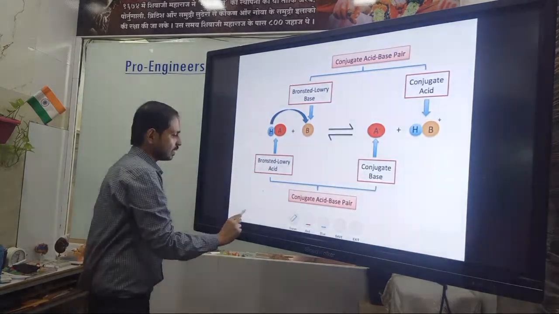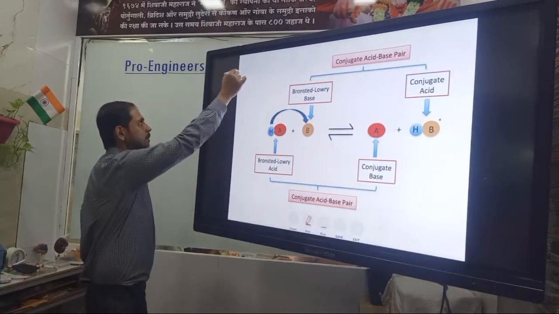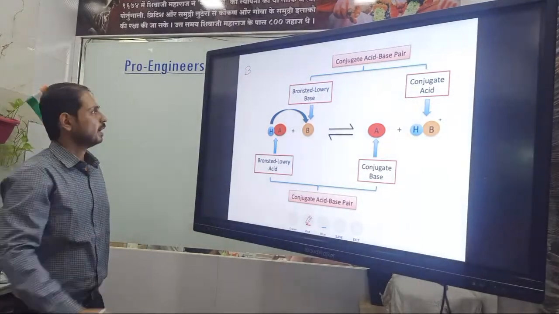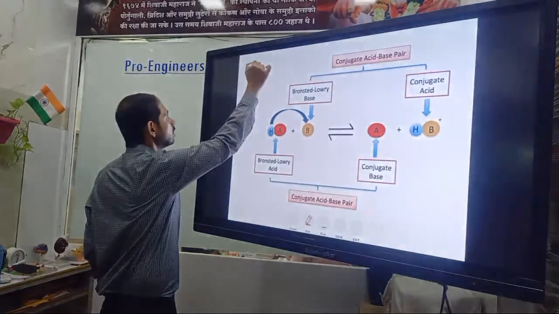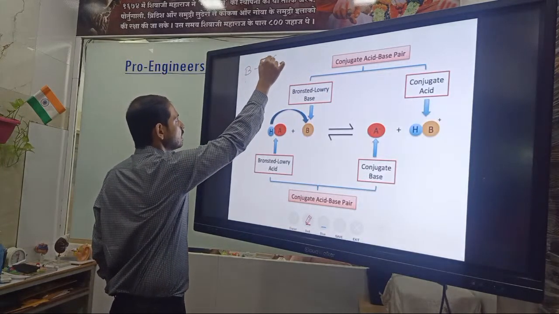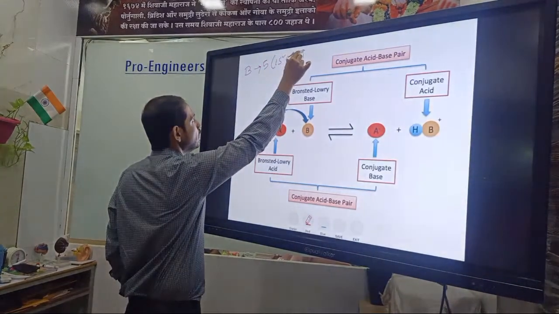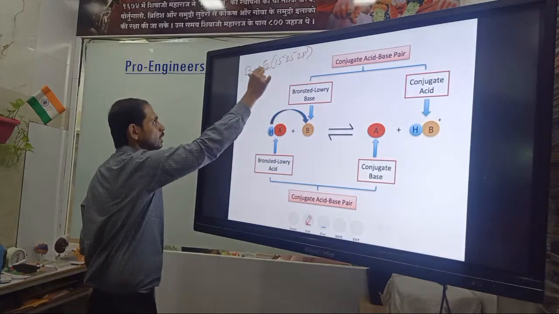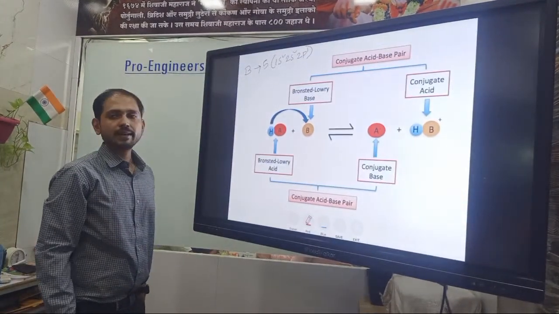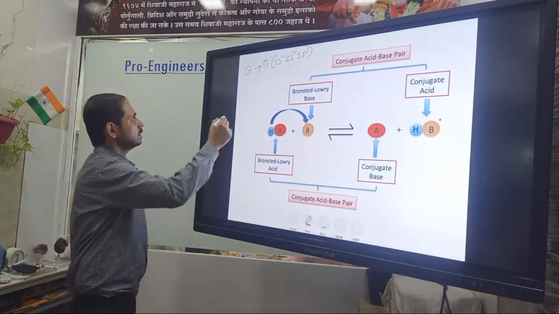BCl3's structure is very simple. If you remember boron, what is the atomic number of boron? 5. So you can write the electronic configuration, right? 1s2, 2s2, 2p1. We know that the outer shell electrons or outer orbital electrons participate in bond formation and in hybridization.